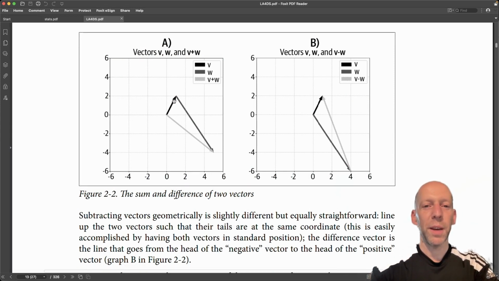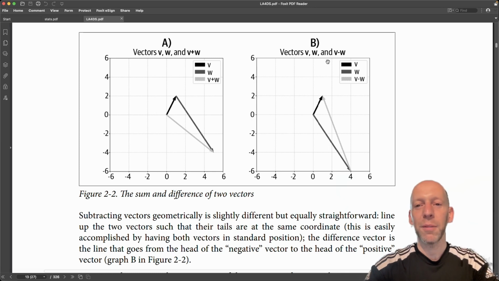So here we have two vectors, vector v and vector w. And the way you can imagine adding these two vectors geometrically is by starting vector v anywhere you like, and then vector w, you position such that the tail of the vector, where the vector starts, is the head of vector v. And then you draw the vector that goes from the tail of vector v to the head of vector w. So this light gray line here is the addition of v plus w.